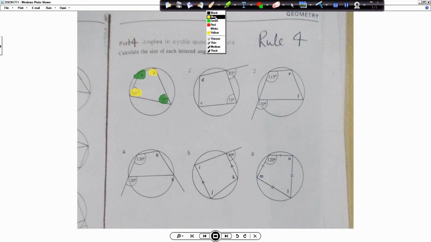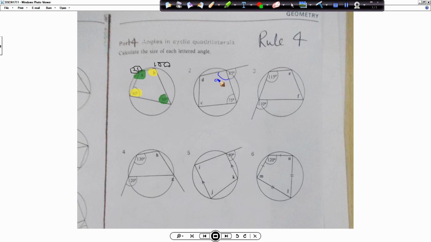And that's what we're looking at today. The explanation. Why is something what it is? That's 80. That's 100. That's 50. And that is 130. Lovely. So you can smash through these questions. They're so easy. That's 85.